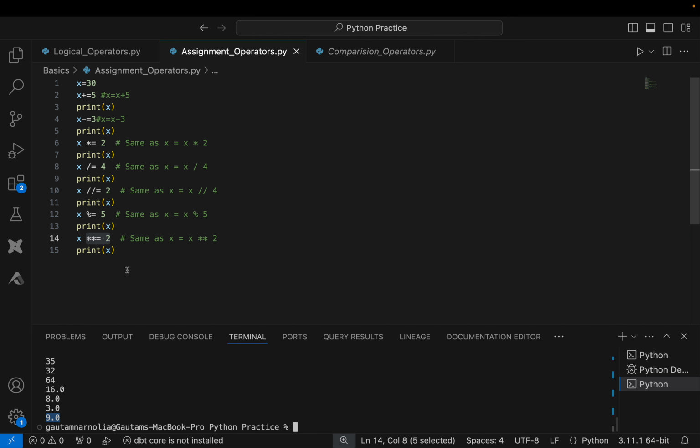They help to simplify our code by combining the arithmetic operation and assignment into one step. So we don't have to write it like this, we can just write it in one step like this. So this is all for assignment operators.